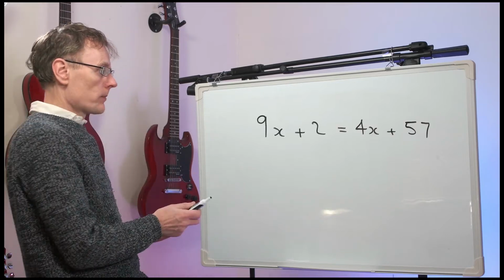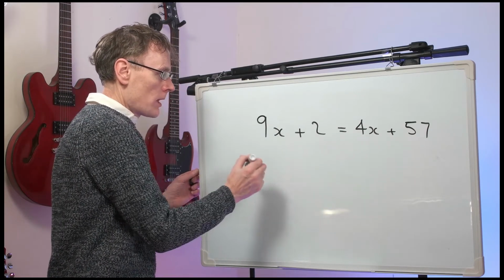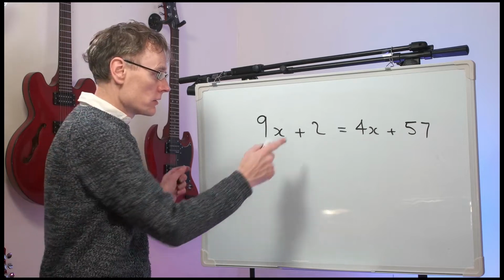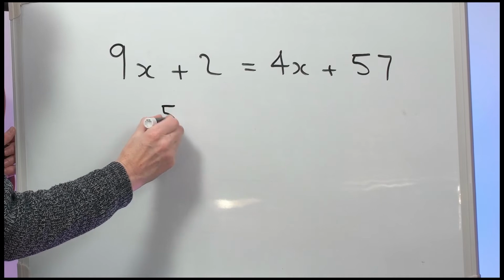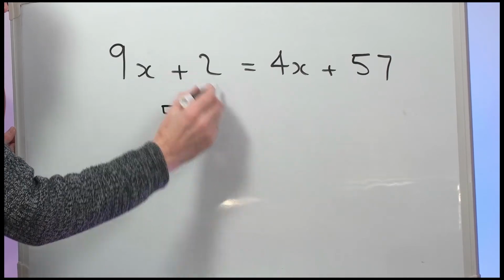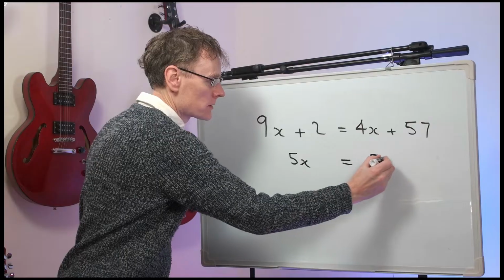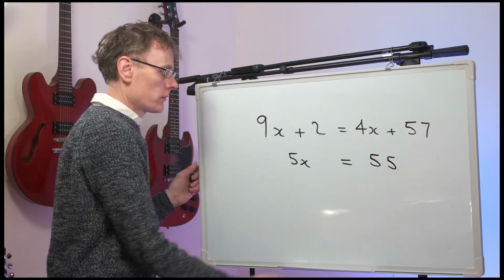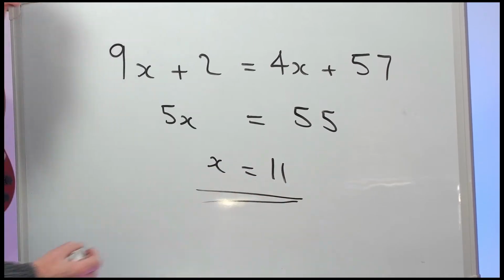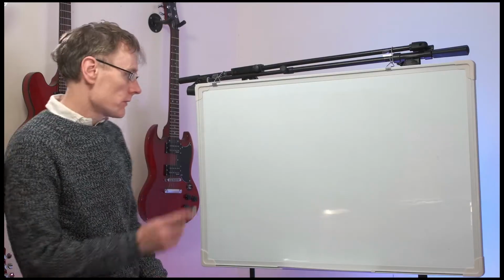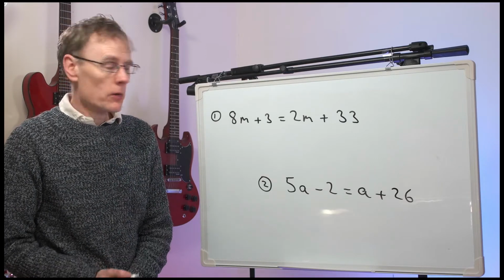Have a look at this one. So, I want to get rid of 4x from both sides, but I also want to get rid of that plus 2 from both sides. So I'm going to take away 4x from both sides, and I'm going to take away that 2 from both sides. So 5x equals 55, x equals 11. Right, try each of these yourself. Pause the video and we'll see how we've got on in a moment.